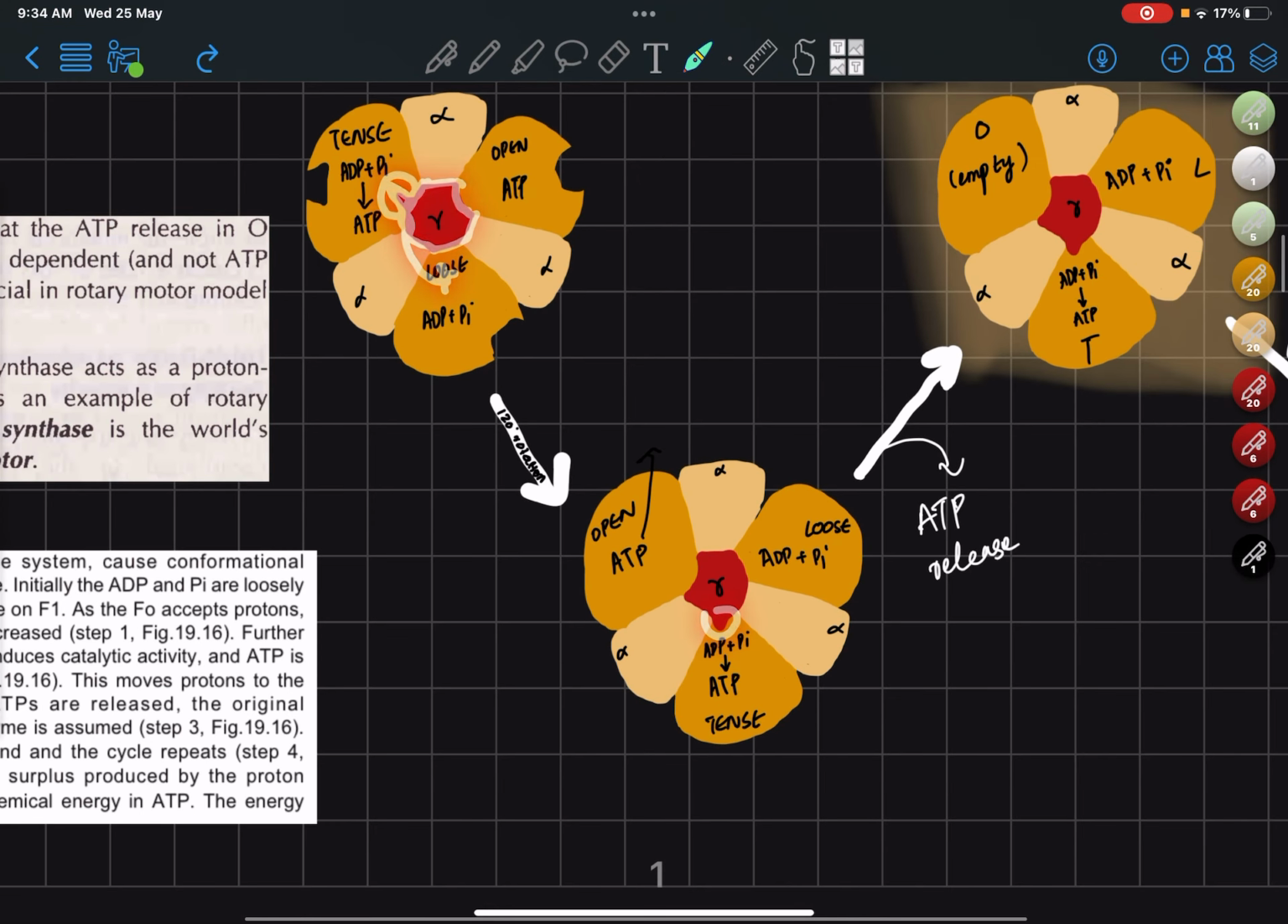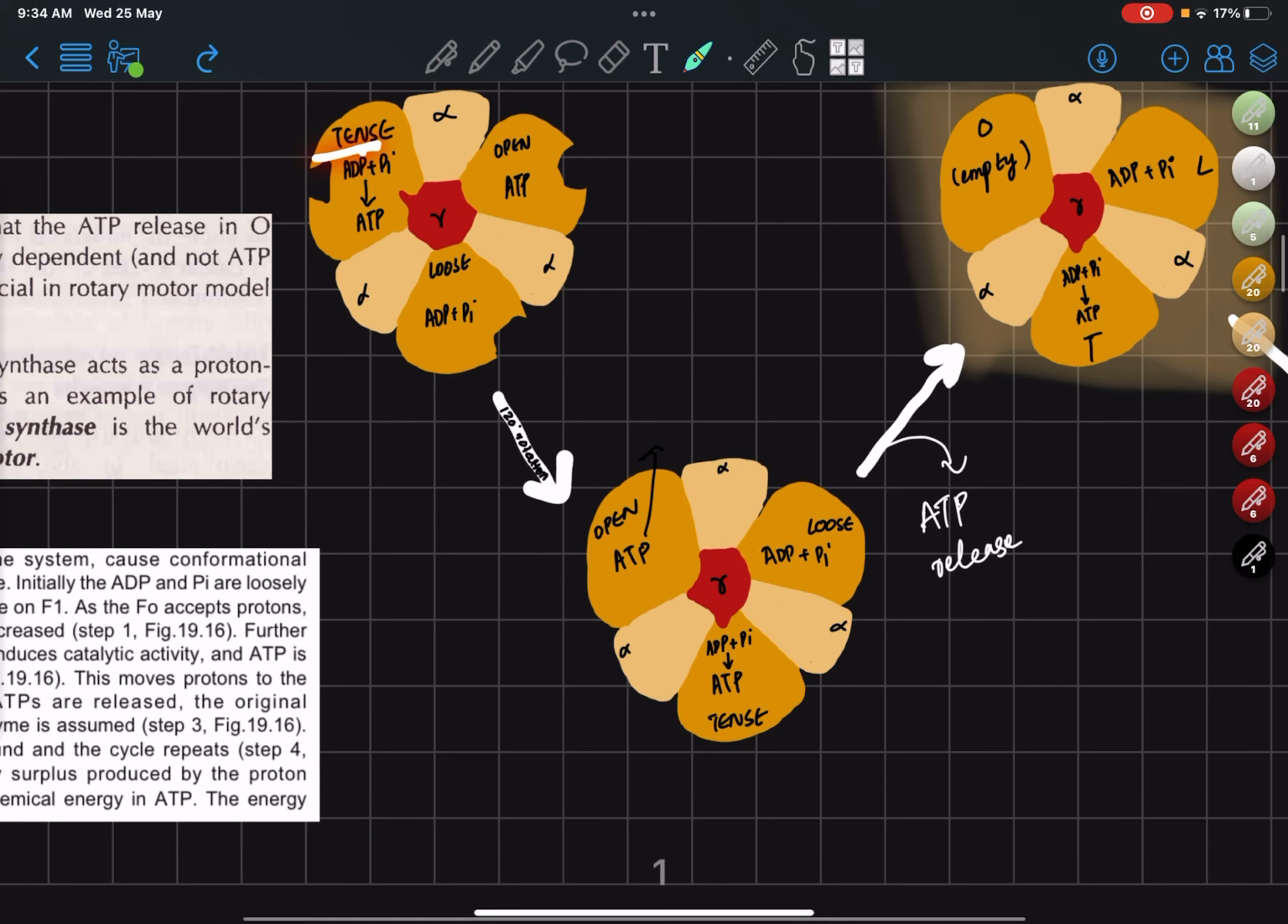That's why this was the tense state first, and now this becomes the tense state. This was in the open state first, now this becomes the open state. So that's how the rotation of the gamma unit changes the conformation of the beta unit. This could be one of the possibilities. But in my MBBS textbook, the gamma unit is just shown normally, whereas the shapes are actually given on the outer side of these units. So I don't want you to take this explanation too seriously.